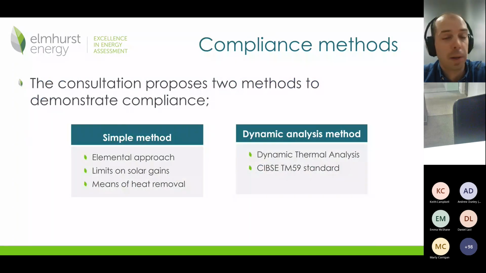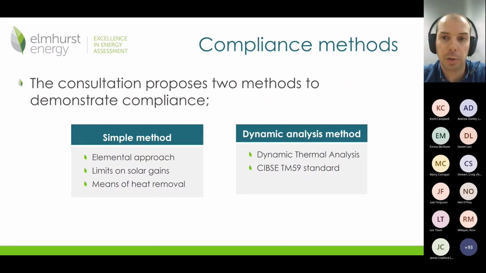So there's now two different methods that can be used to demonstrate compliance with the new standard, and that's something called the simple method or the dynamic analysis method. So the simple method is a very prescriptive approach. You're given an elemental set of standards to meet in terms of your amount of glazing you're allowed and the amount of free area you need to remove that heat. And that's based on sort of type of dwelling, floor area, and how many exposed facades it has. Okay, can you cross ventilate through that building?